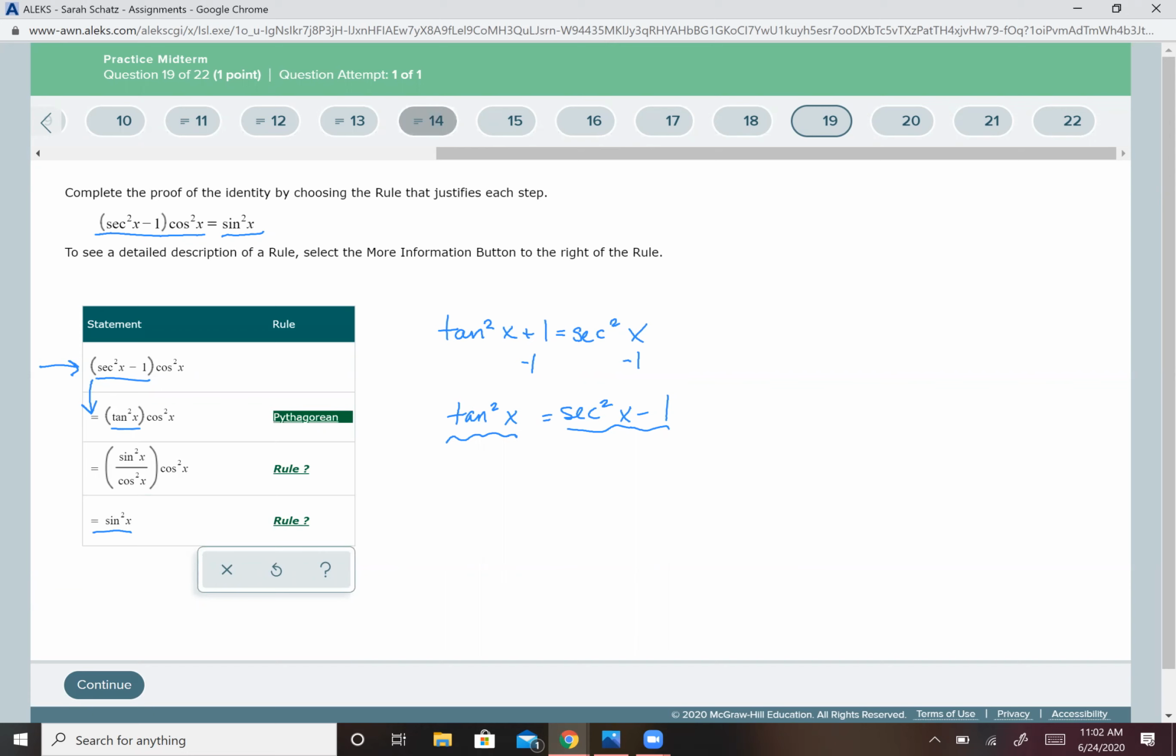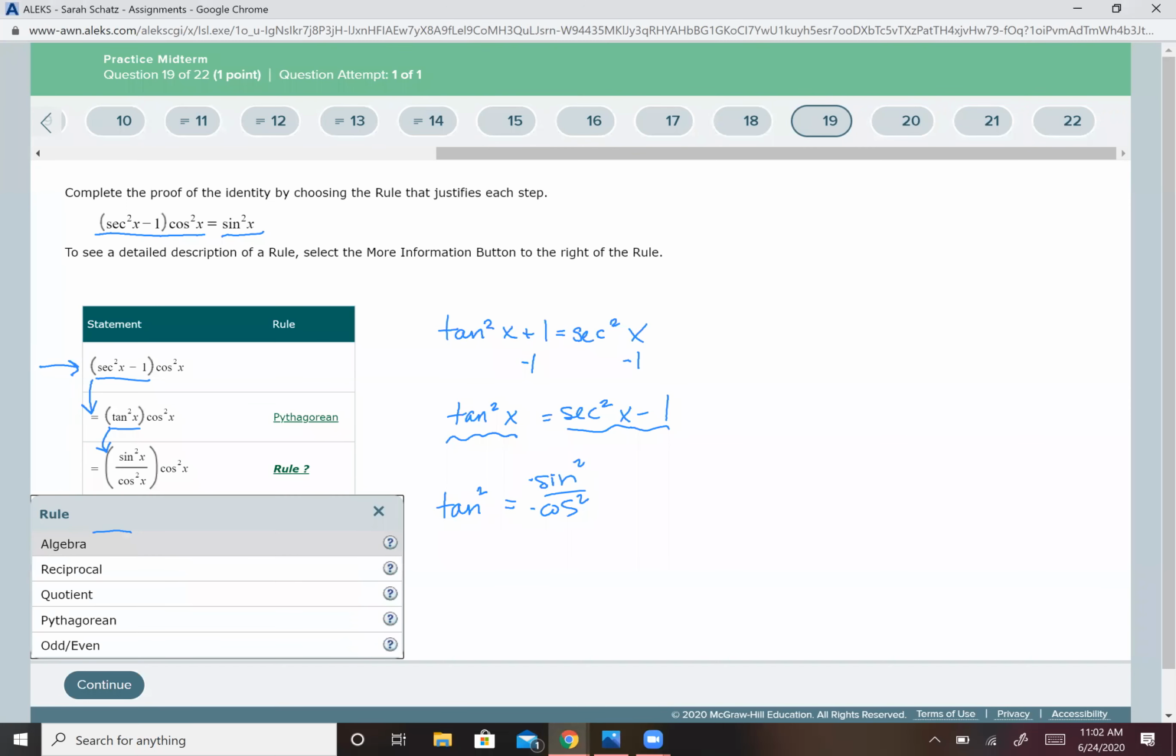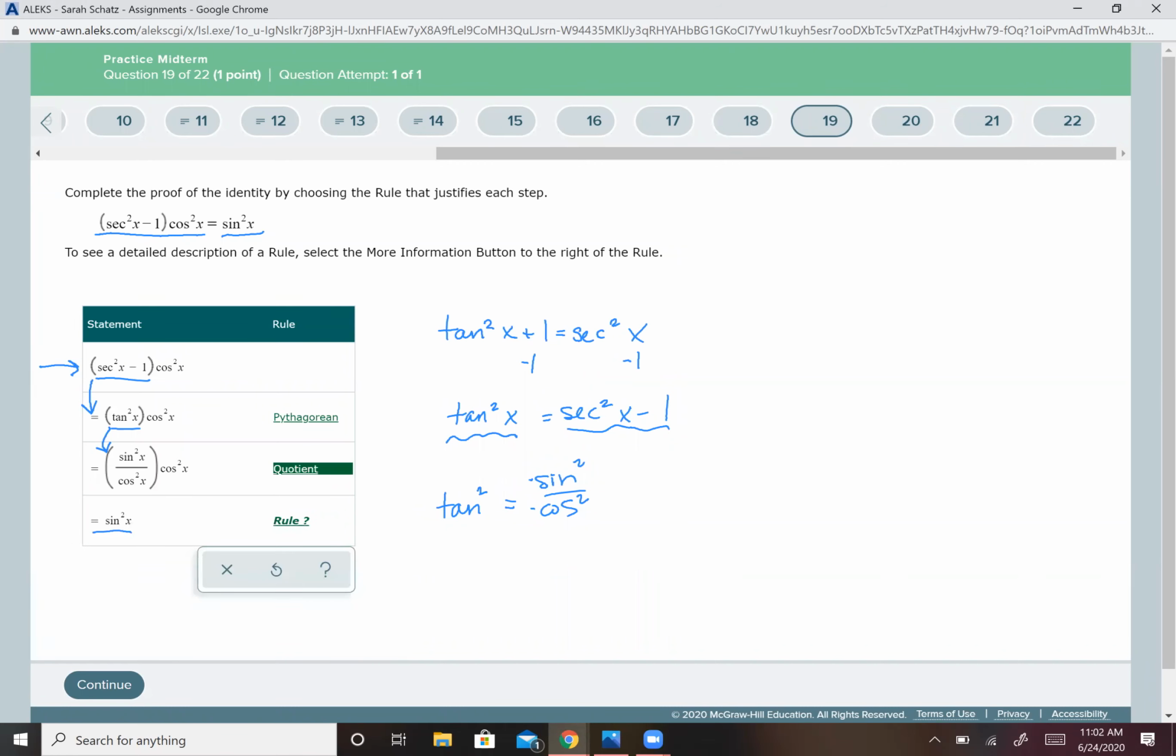Now, how did they get to the next step? From tangent squared to sine squared over cosine squared. Don't we have this one? You guys, this is a quotient identity. Yes, we have squareds in the problem, but that's okay. The quotient identity still stands. This could be tangent to the 5th equals sine to the 5th over cosine to the 5th. It would still work as long as they're all the same power. So tangent equals sine over cosine. That's the quotient rule. So I click quotient.